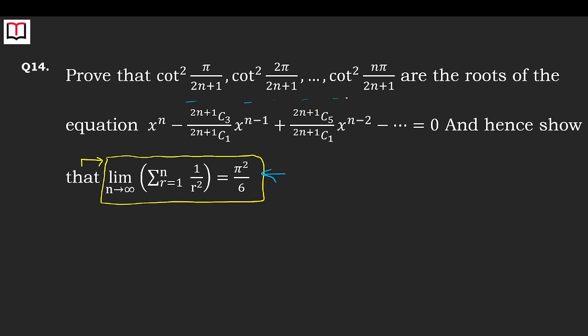We have to prove that these are the roots of this polynomial equation. So I took 2n plus 1 c1 common, I mean as LCM. So the polynomial is 2n plus 1 c1 x raised to power n minus 2n plus 1 c3 x raised to power n minus 1 plus 2n plus 1 c5 x raised to power n minus 2 minus plus minus plus till infinity, and this is equal to 0. So I just kept my focus on this. How to get this as an expansion for a binomial? Why? Because we have binomial coefficients here.